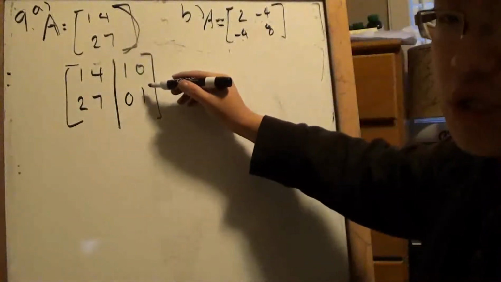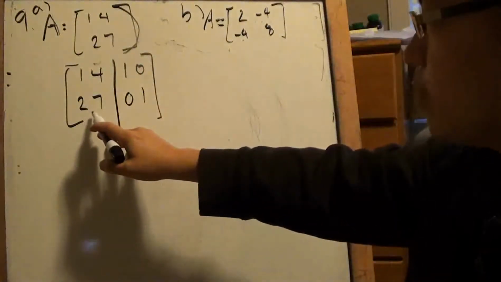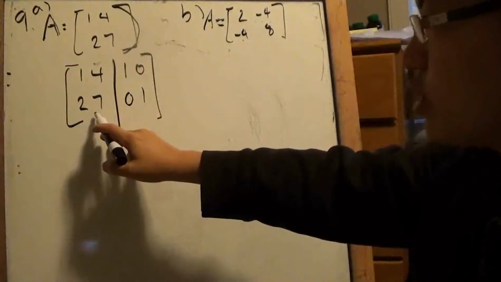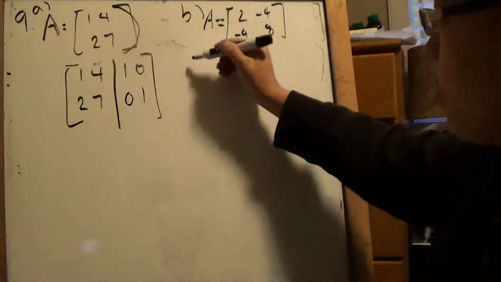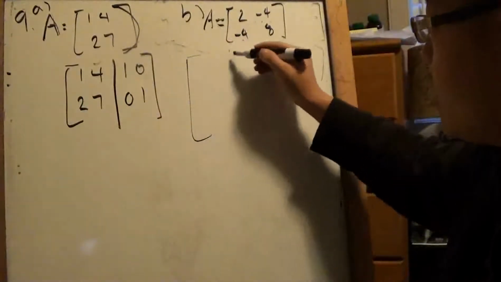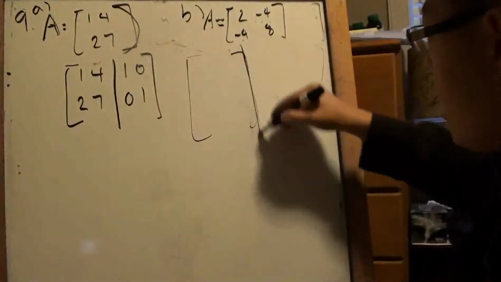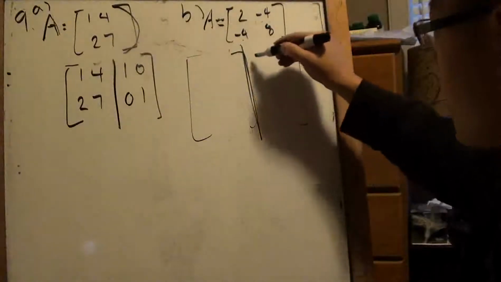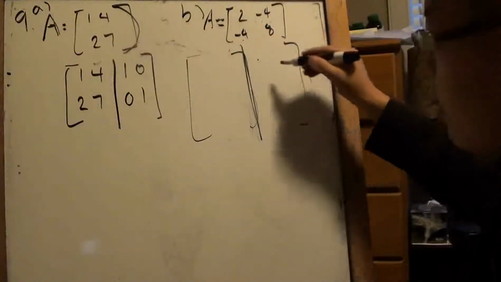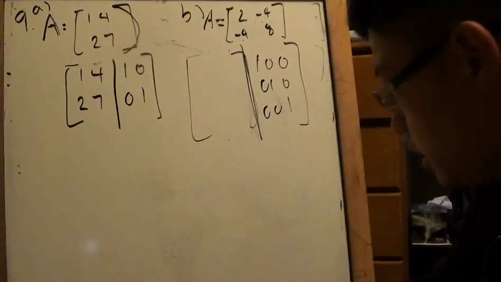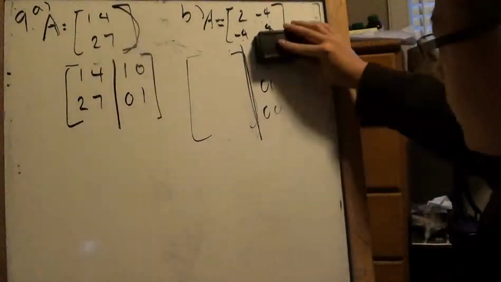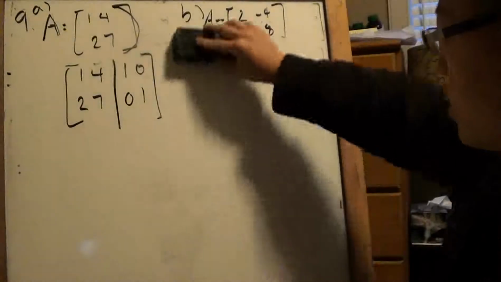The identity matrix will change depending on the size of the matrix you're working with. So this is 2 by 2, that's why it's 1 0 0 1. If I was dealing with 3 by 3 matrices, then my identity matrix will be 3 by 3. So it will be 1 0 0, 0 1 0, 0 0 1. Right? And if it's 4 by 4, the pattern continues.